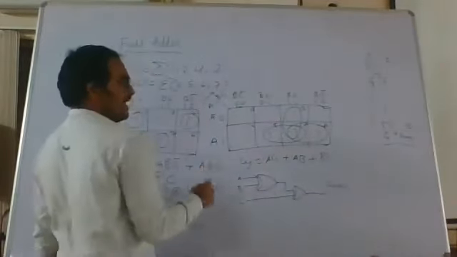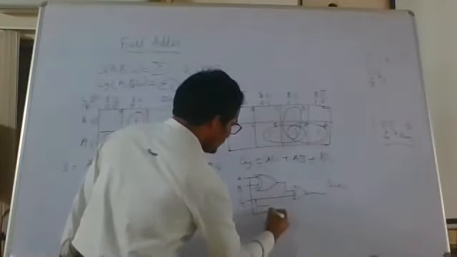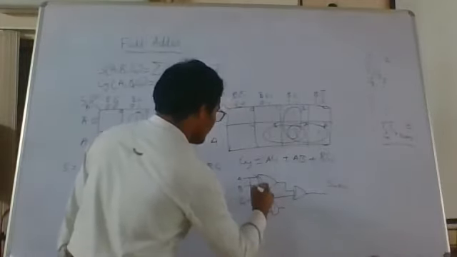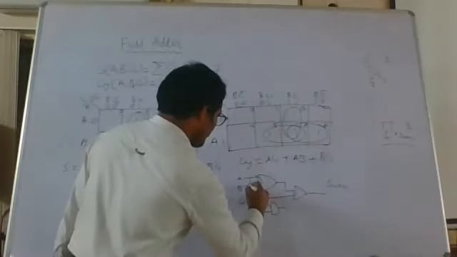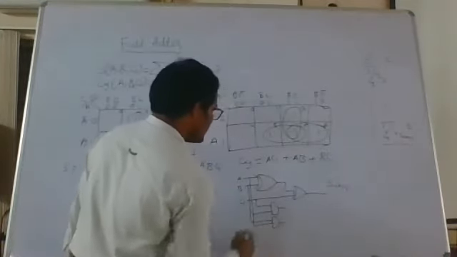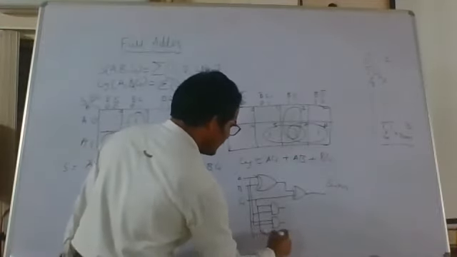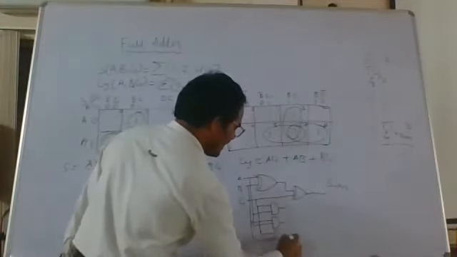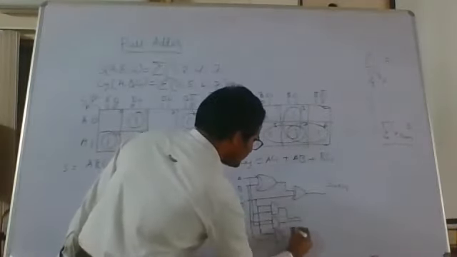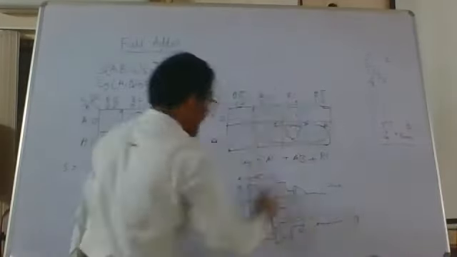Next we have the carry also to be represented. A and Ci are given to one AND gate. Next is AB: take the B from here, and A and B are connected to another AND gate. Last is BCi: B I take from here, Ci I take from here, and these 2 inputs are connected to another AND gate. Plus means they are all connected to one OR gate, and the output is called the carry output.